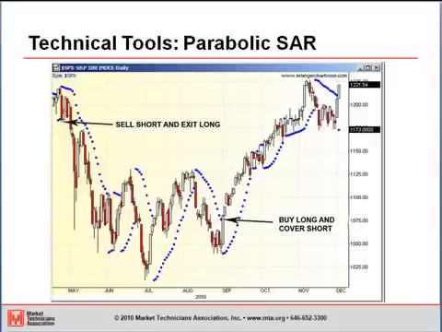A dot below the market indicates that you are long, and a dot above the market indicates that you are short. So you can see on the chart where you went short. It says sell short and exit long. That was a fairly nice price level on the index.